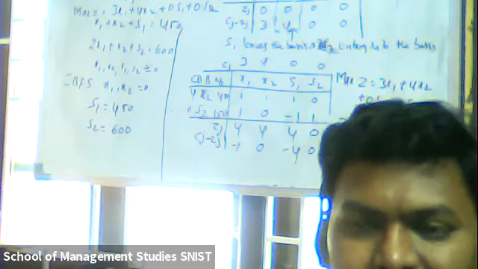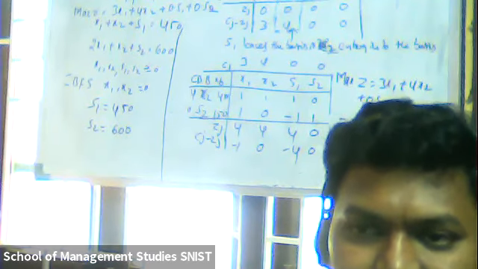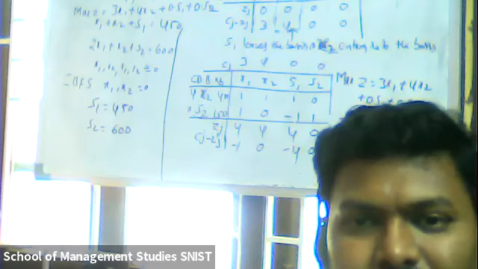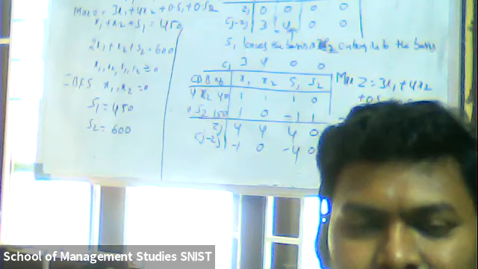slack variable. If the given constraint is greater than or equal to, to make inequality to equality, we are going to subtract a surplus variable. If the given constraint is equal to, then artificial variable. Okay. So we'll express that given LPP into standard form.